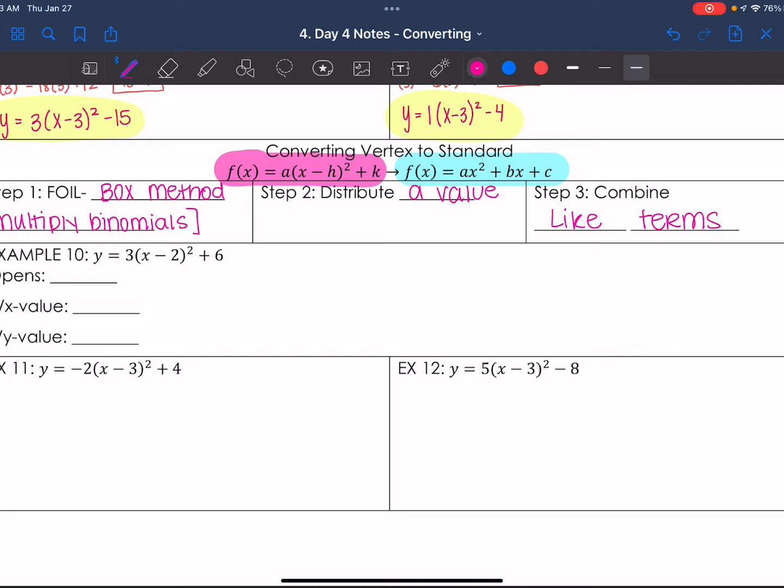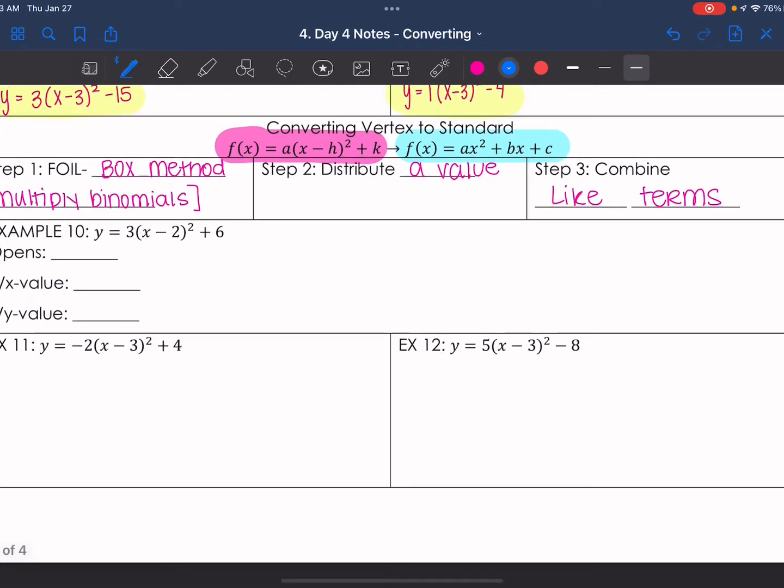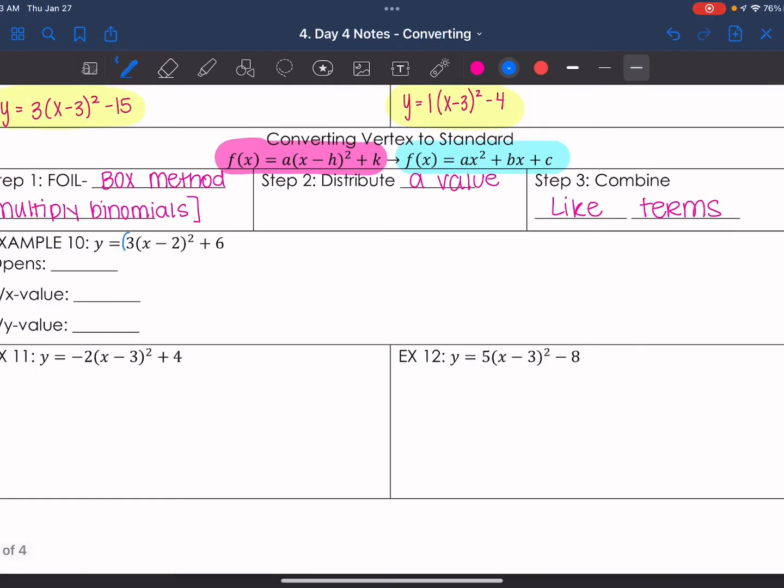So for number 10, we are first going to answer a couple of questions. So it wants to know which way this graph opens. So since my A value is positive, it's going to open up. My H value, remember it's the opposite of what you see, so instead of -2, my H value will be +2. And then my K value is exactly as you see it, as +6.